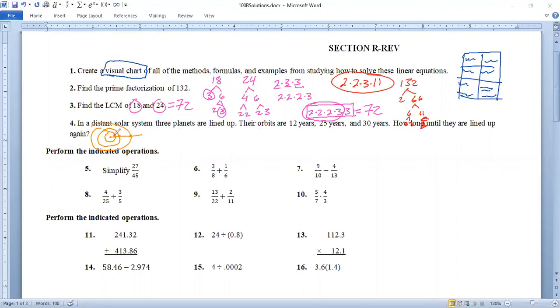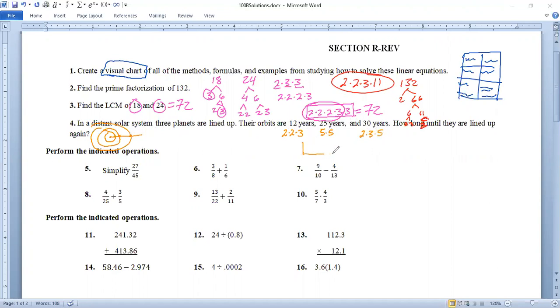Well, you have to find out. This one will be back together every 12 years: 12, 24, 36. The next one will be around 25, 50, 100 years. And so we have to find the least common multiple of these. So we do the prime factorization, and 12 is 2 times 6, which is 2 times 3. So that's the prime factorization of 12. This one is 5 times 5, and this one is 2 times 15, which is 3 times 5.